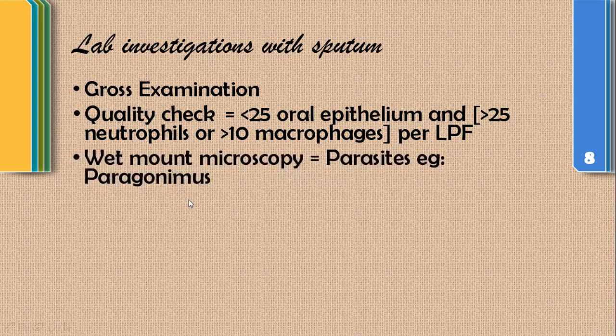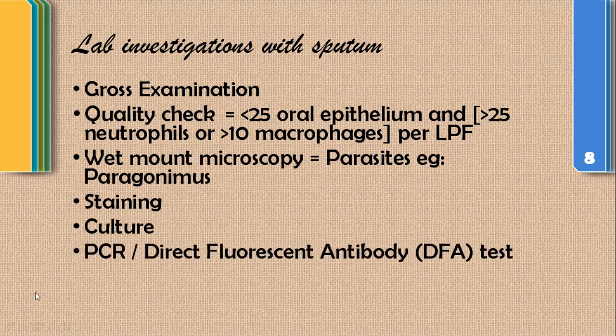The next thing is wet mount microscopy. After performing gross examination and quality check, wet mount microscopy is done by making a smear of sputum. It is done for noting parasites, commonly Paragonimus and other fluke infestations of the lung. The next thing would be staining. Staining is done according to requirement. For example, Gram staining is done for bacterial infection, whereas Giemsa staining for fungal infection, and Papanicolaou staining for neoplastic screening.